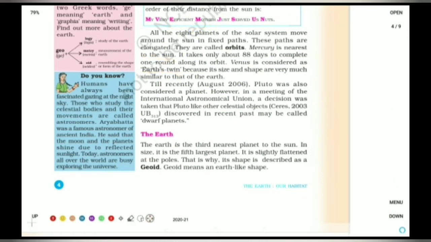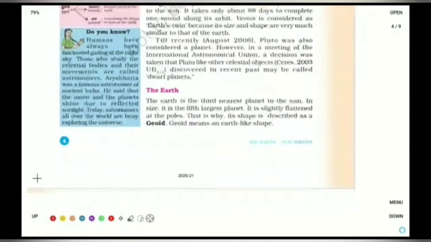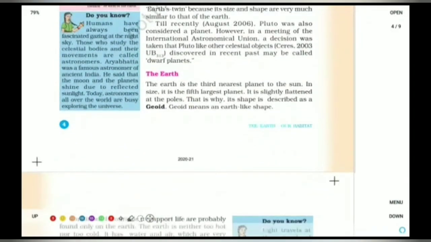Talking about our Earth, Mother Earth. The Earth is the third nearest planet to the Sun. In size, it's the fifth largest planet. It is slightly flattened at the poles. That's why the shape of the Earth is known as geoid. It's not a circle; it's a geoid. This is an important word. Must remember geoid. Geoid means an Earth-like shape.